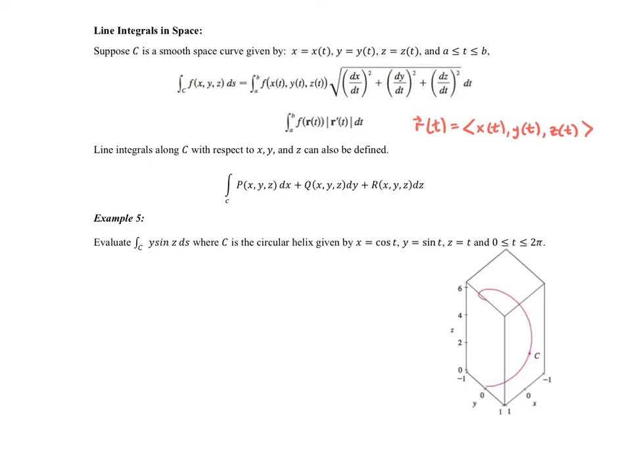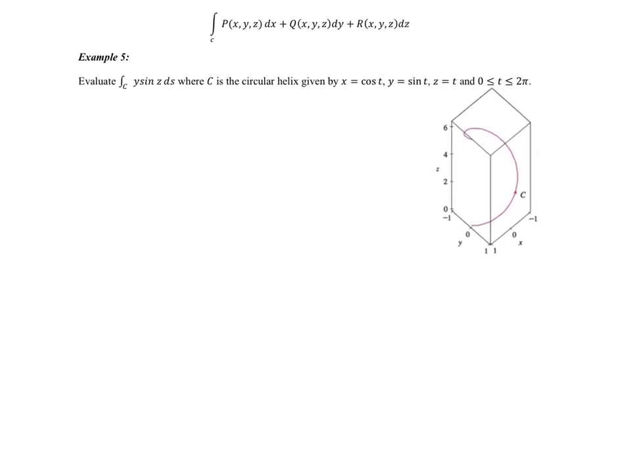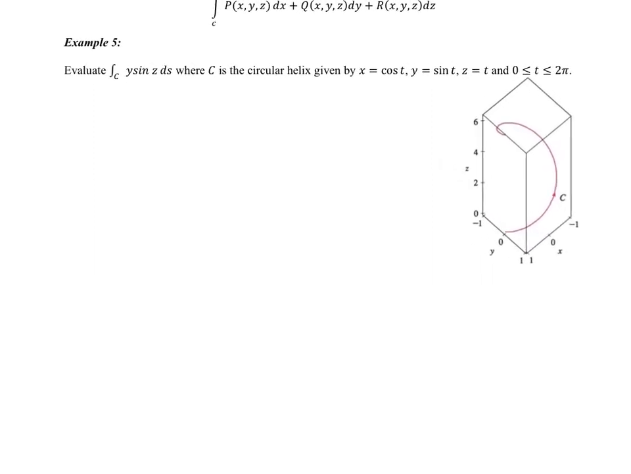Okay, so we're going to tackle example 5 here, and example 5 is the line integral of y sine z ds, and C is the helix given by that equation, which we used a whole lot in our earlier chapters, and t is between 0 and 2 pi.